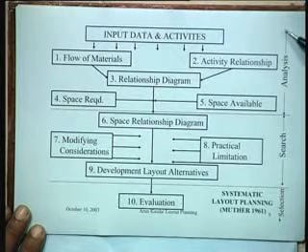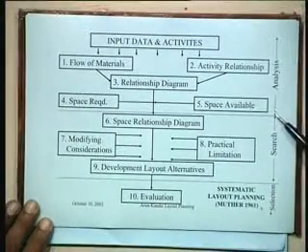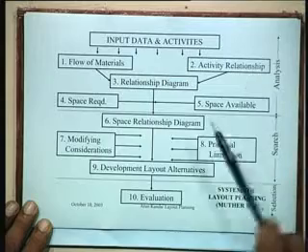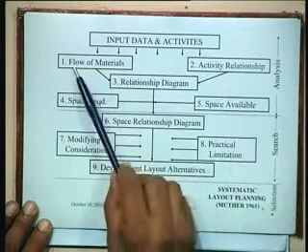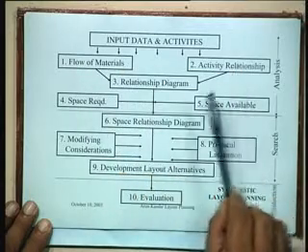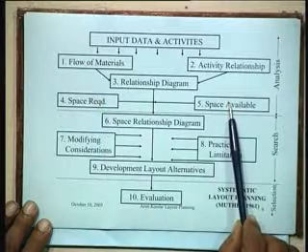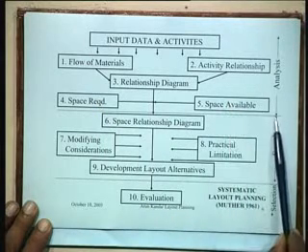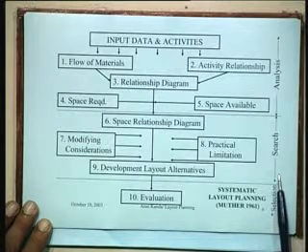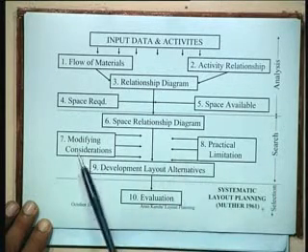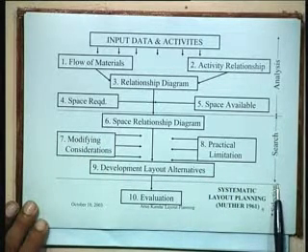You can see that you can divide this framework into 3 different phases. Up to step 5 is the phase of analysis, where you are analyzing your data, finding out the flow of materials, the activity relationships depending upon the activity relationship diagram, the space required and the space available. And once the analysis part is over, you look for a search for the solutions. So from the space relationship diagram, you are developing layout alternatives. So you are searching for alternative solutions.